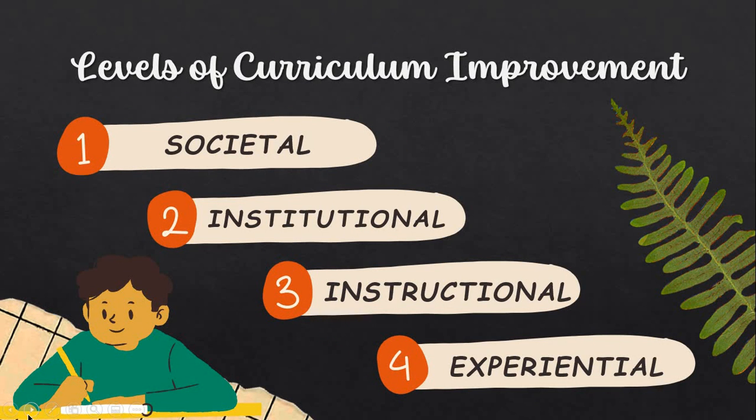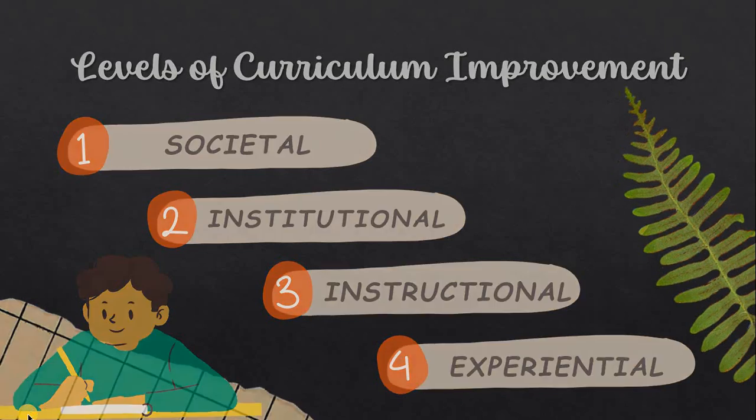So, again, the four different levels of curriculum improvement are the societal level, institutional level, instructional level, and lastly, the experiential level of the curriculum improvement.